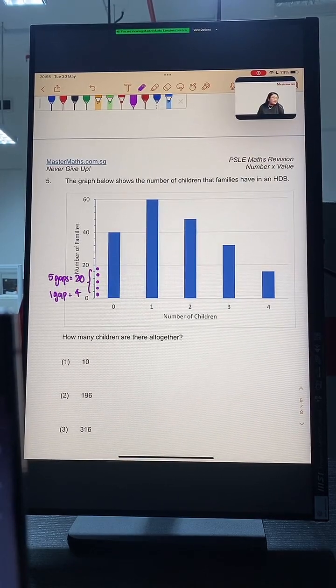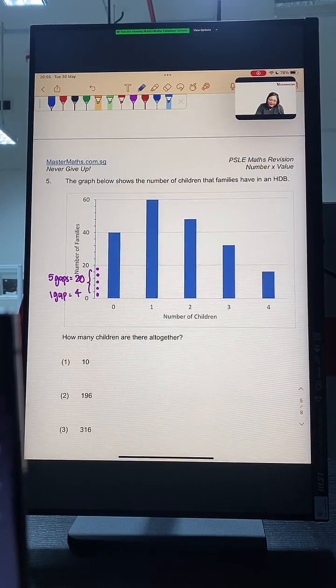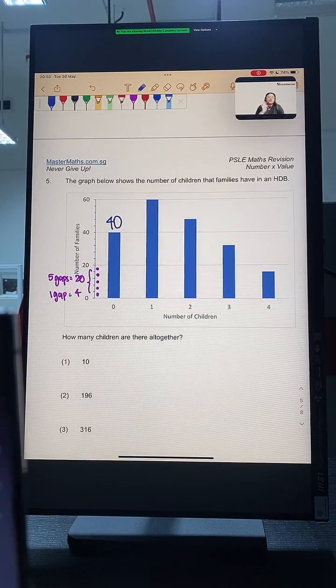Alright, but what if you have a graph question like this? Not to worry, you just have to understand what the graph is talking about. Once you find one gap already, you have each of this interval, you can go and look at what the question or the graph is telling you. So this means that I have 40 families. 40 families have no children.